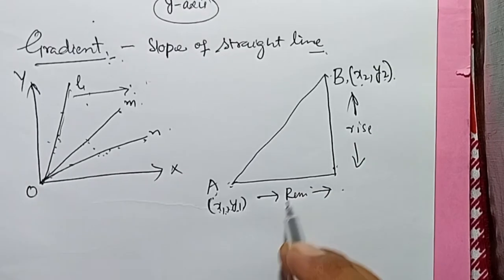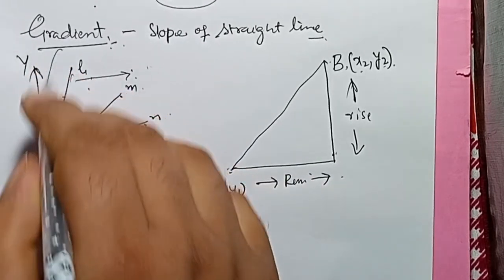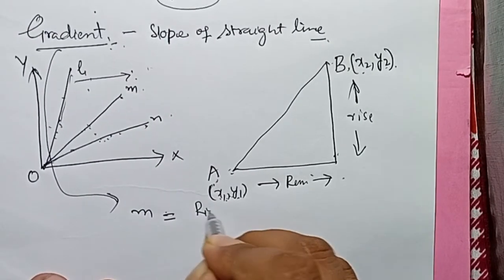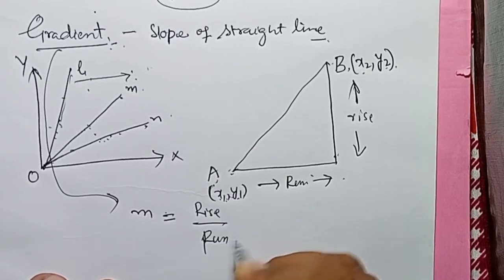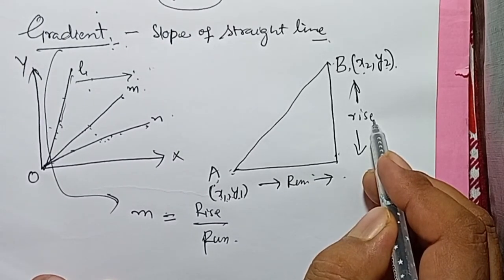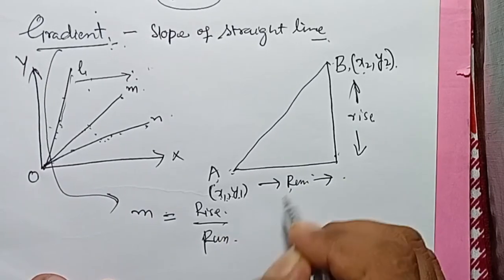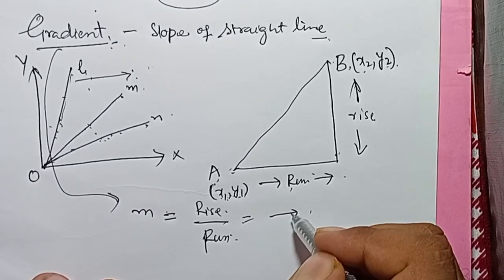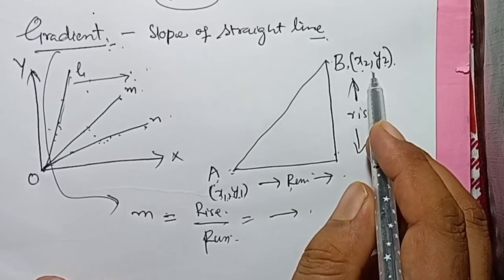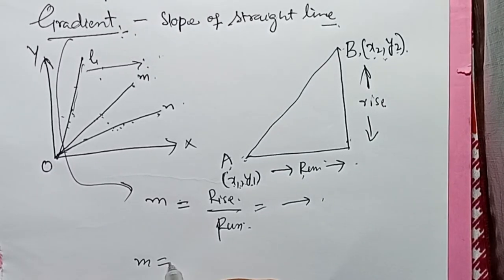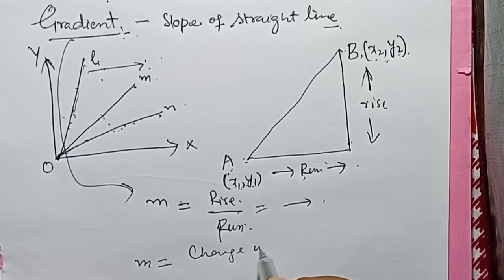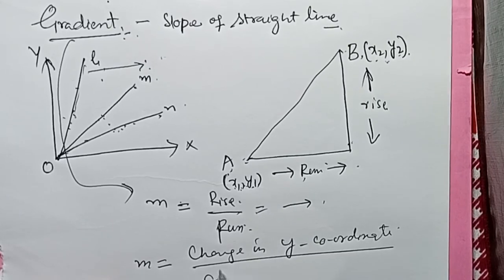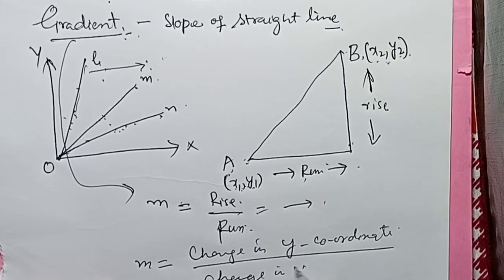In this situation we can find the gradient. The gradient is denoted by m. M means gradient. Gradient is simply rise by run. What is the value here? That we need to write here, and we will find the gradient. And one more thing we need to understand, the change in the y coordinate. Gradient is also equal to the change in y coordinate divided by the change in x coordinate.